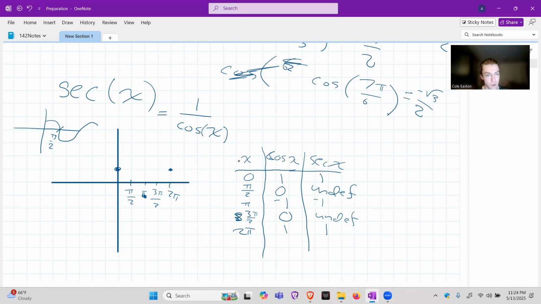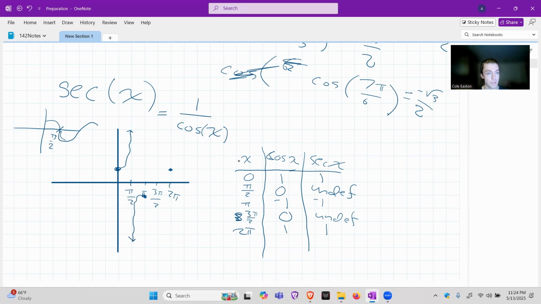So that means that as we approach pi over 2, we should be getting bigger and bigger and bigger from this side. But then on this side, as we approach pi over 2, we're approaching 0, but we're a negative number. So we're a really small negative number. So cosine of, say, pi over 2 plus 0.001 is going to give us a really small negative number. We divide by that, we get a really big negative number. So we're going to approach negative infinity from this side.